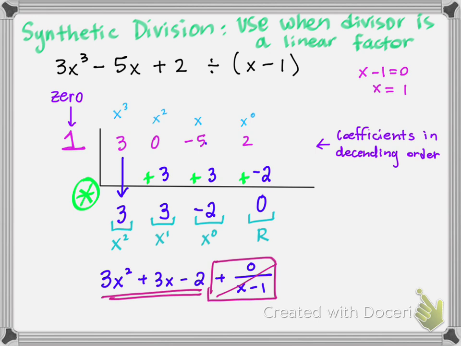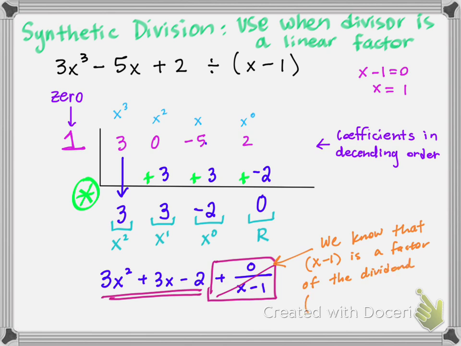Now, fun facts. Because we know that the remainder was 0, we know that x minus 1 is a factor of the dividend.